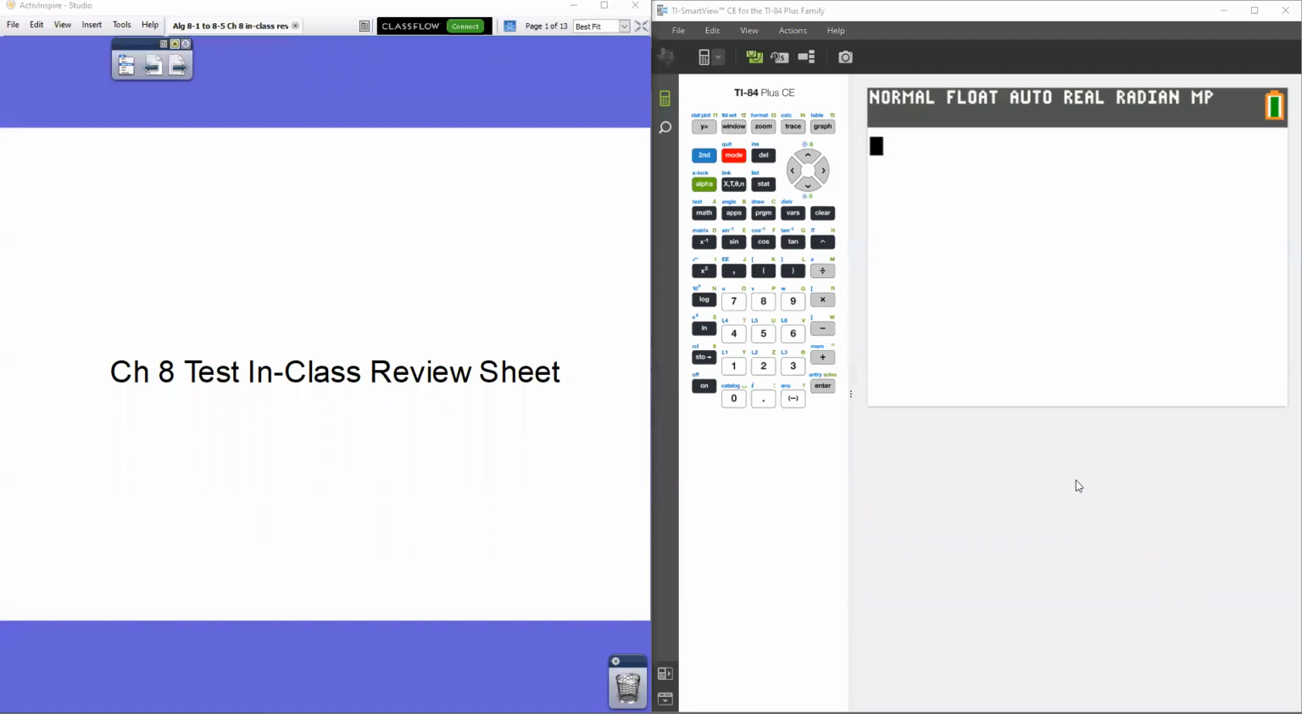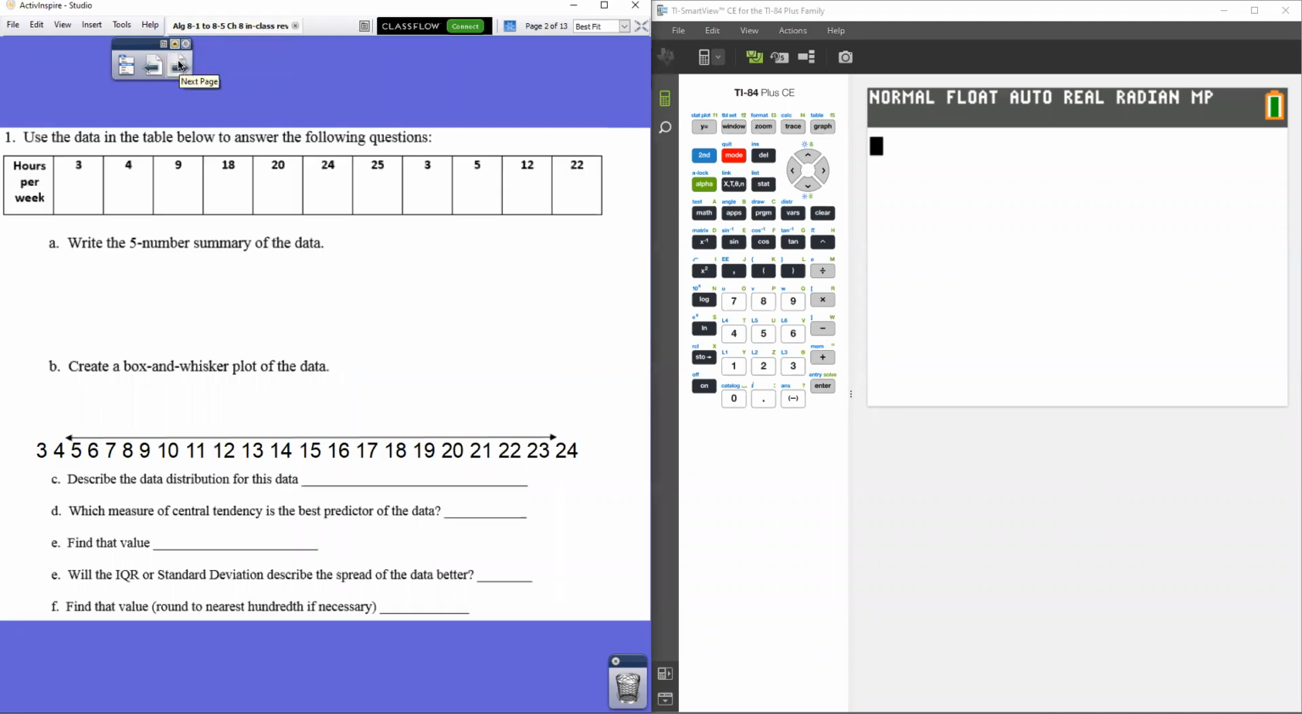So this is the review for the chapter 8 algebra test. Your test questions tomorrow look just like these. I'm going to give you about 2 minutes to try this question.